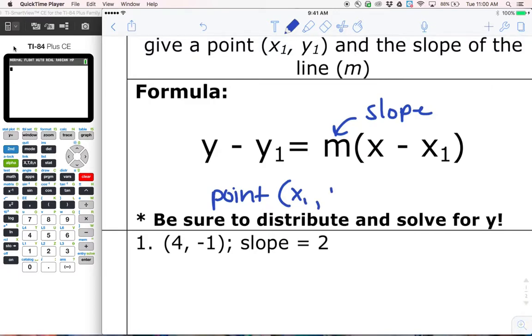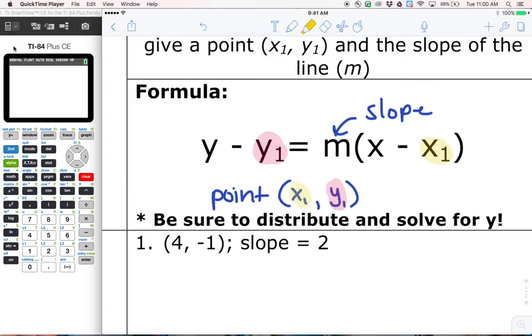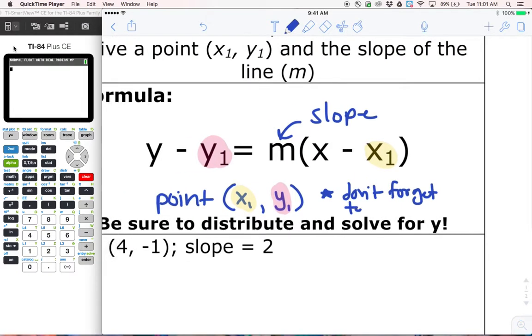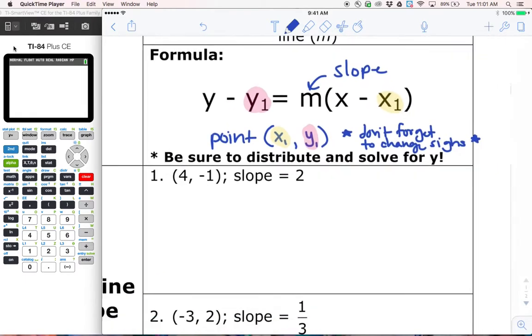And we know that we get a point out of this formula of x1 and y1, right? So y1 goes here, and also x1 goes here, and also don't forget, that's supposed to be a star, don't forget to change their signs. Leave the slope alone. You don't change the sign for the slope, but because we have minus signs in here, that means use the opposite of what we have for the point.